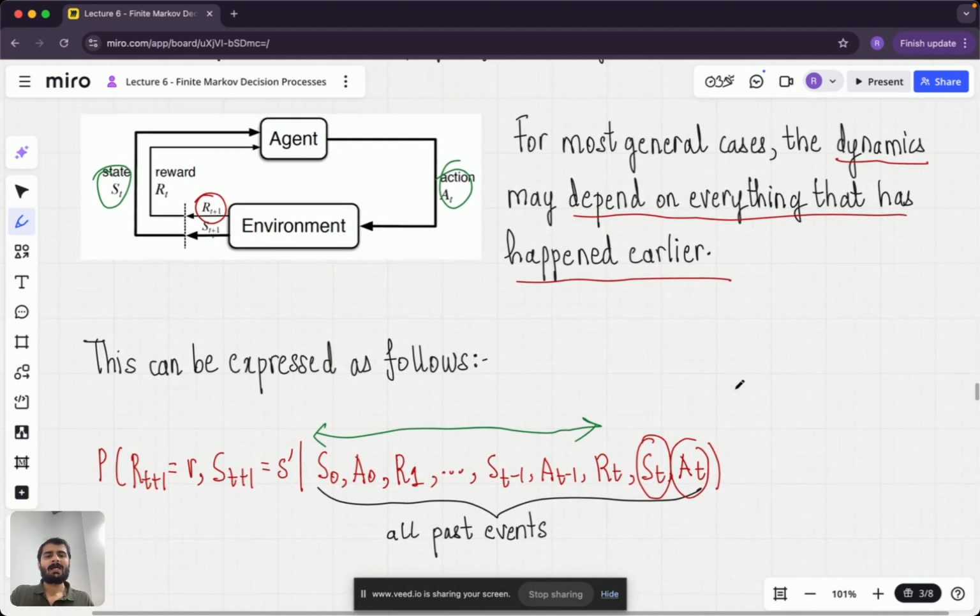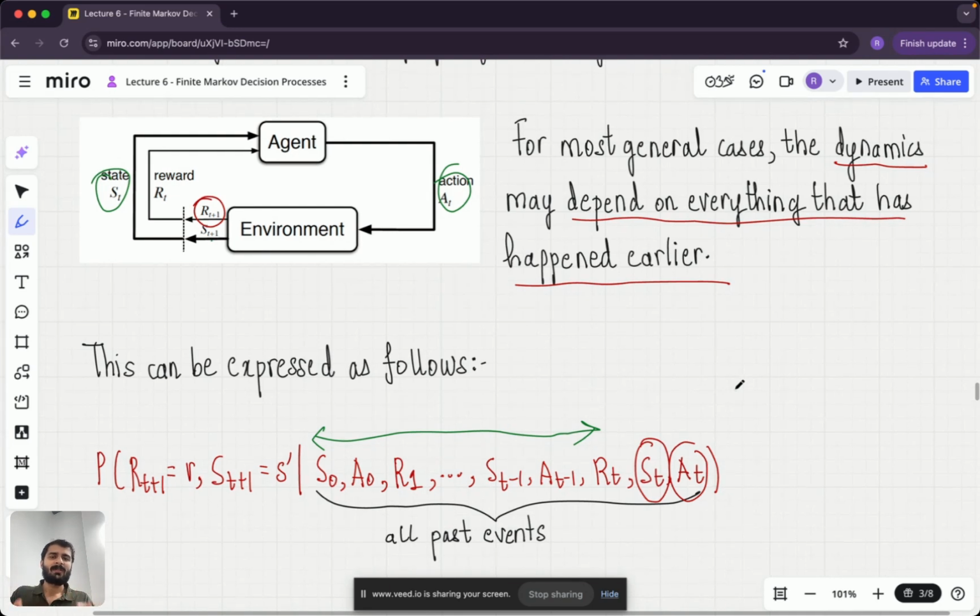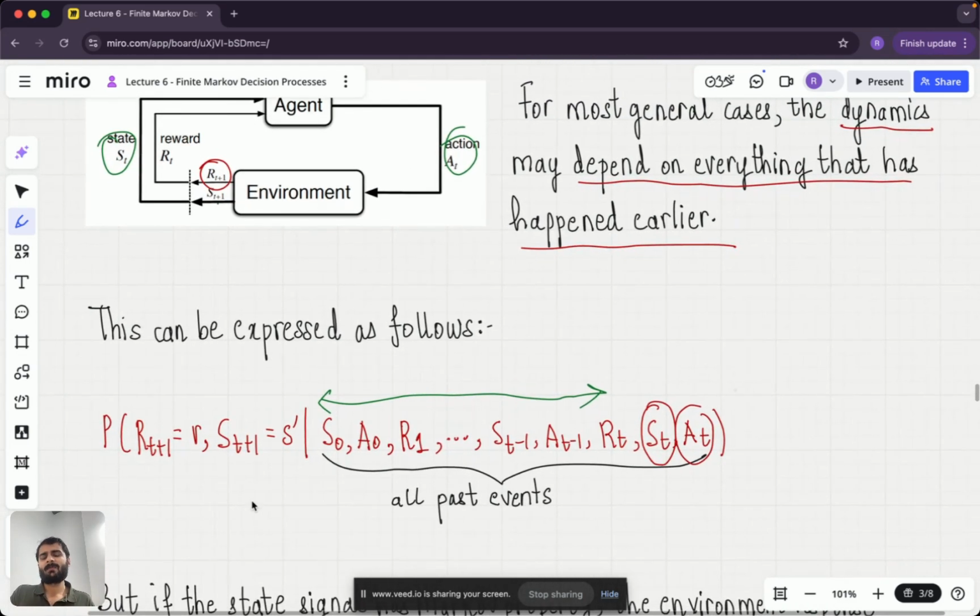So this is the most general case, which is non-Markov, and it can be expressed like this. I'm going into a bit of mathematics, but it's really not very complicated, so just follow me along. This is the probability that the reward received from the environment is r, and the next state which the environment goes into is s dash.